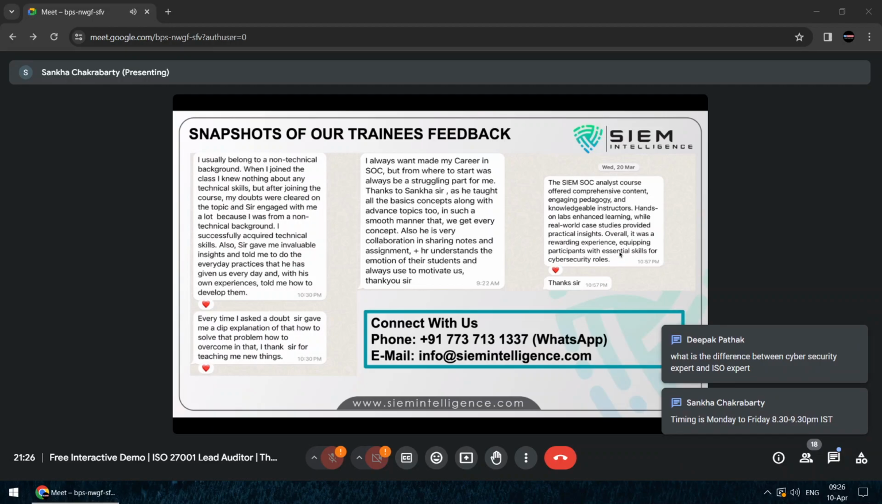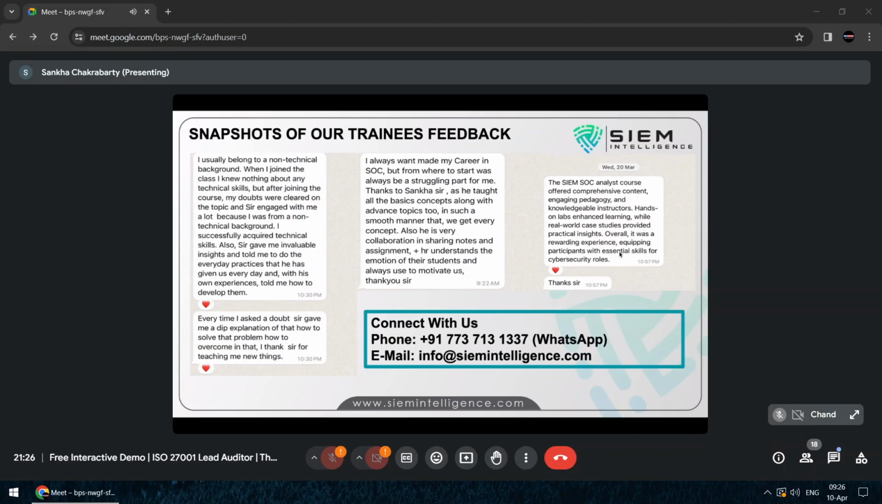Cyber security expert and ISO expert. Okay, good question. So, Deepak, cyber security expert is a part of ISO. So, when you say ISO expert, you need to say ISO cyber expert. ISO is a very broad domain, and cyber comes just under ISO. So if you consider ISO as the main domain, cyber security is a subdomain in it, because cyber security is just a subset of the ISO standards. So actually, there is no difference. It's just a subset.